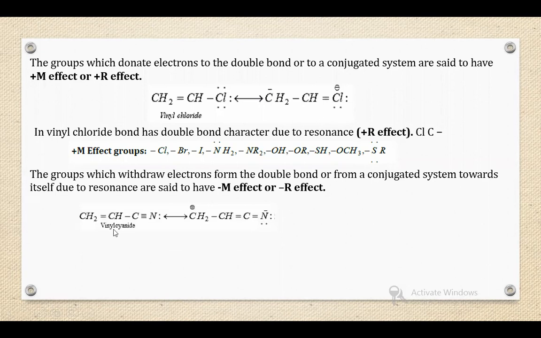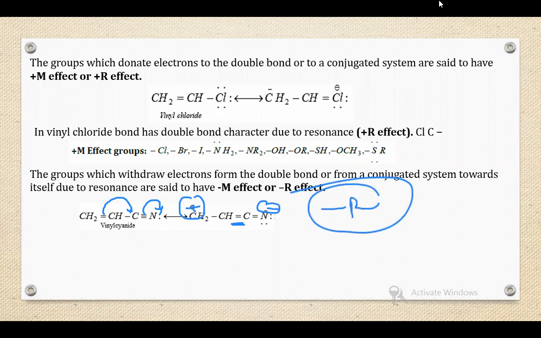I said vinyl chloride: carbon attaches directly to the cyanide group. The double bonded carbon attaches to the CN group. So what happens to this CN nitrile group? This double bond will shift here, because this is carbon and the pair of electrons shifts to nitrogen. So nitrogen will have a negative charge, and this carbon will have a positive charge and form a double bond. This is the minus R effect, the negative resonance effect.